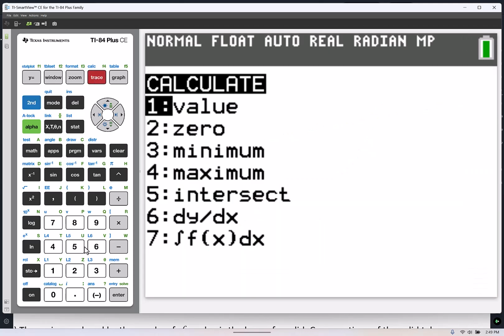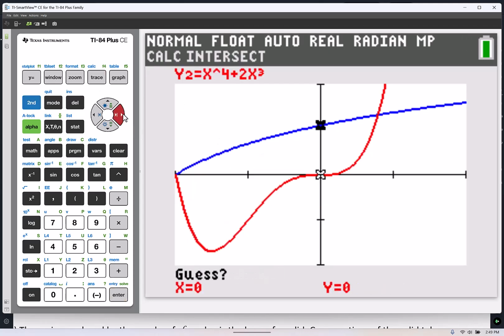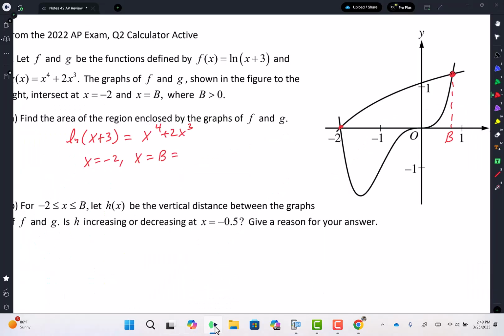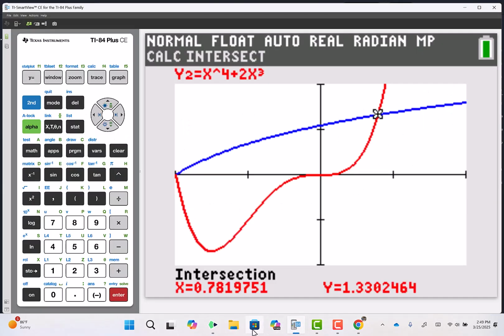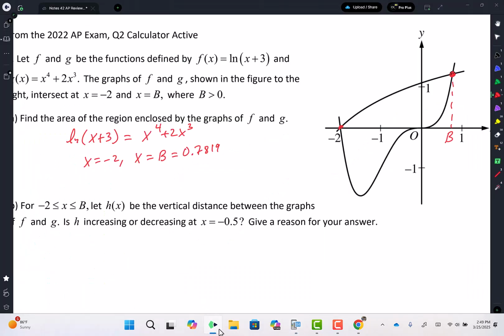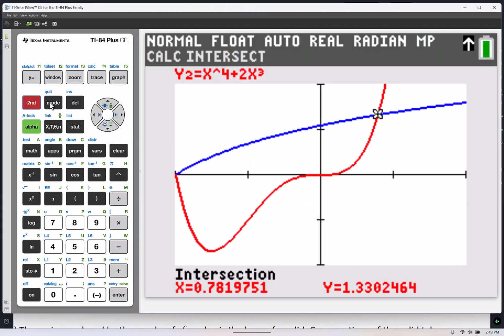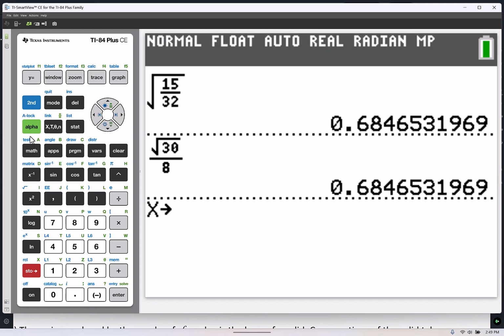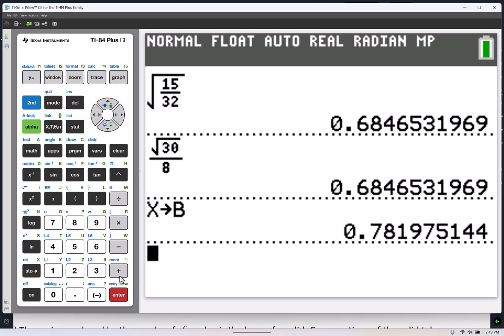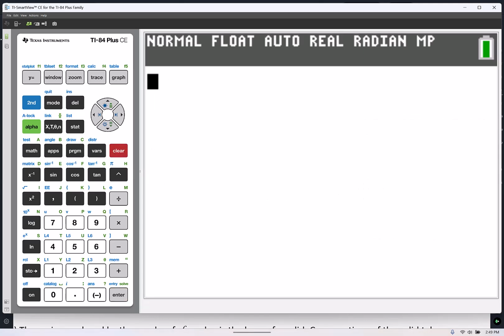Second, calculate, number 5, intersect. Enter, and then scroll to the closest one, the one that you want. 0.78197751. Okay, there it is, guys. Store that in B in your calculator. Second quit, X, store, alpha B, and make sure that it says that same number. Are we okay so far, guys? All right, here we go.